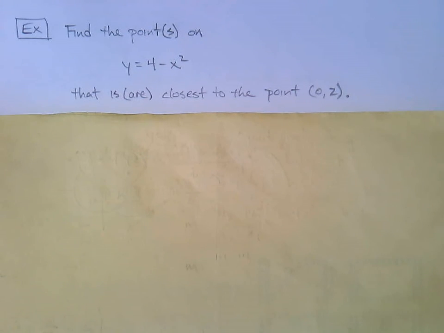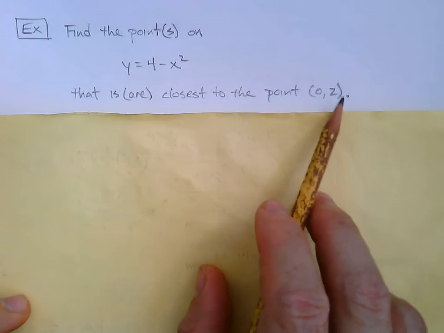It says find the point or points on the curve y equals 4 minus x squared that is or are closest to the point (0, 2). Okay, this seems kind of theoretical and abstract, but this could be hugely important for some of the fields that some of you go into. Can we find the closest point or points on that curve to this one point?